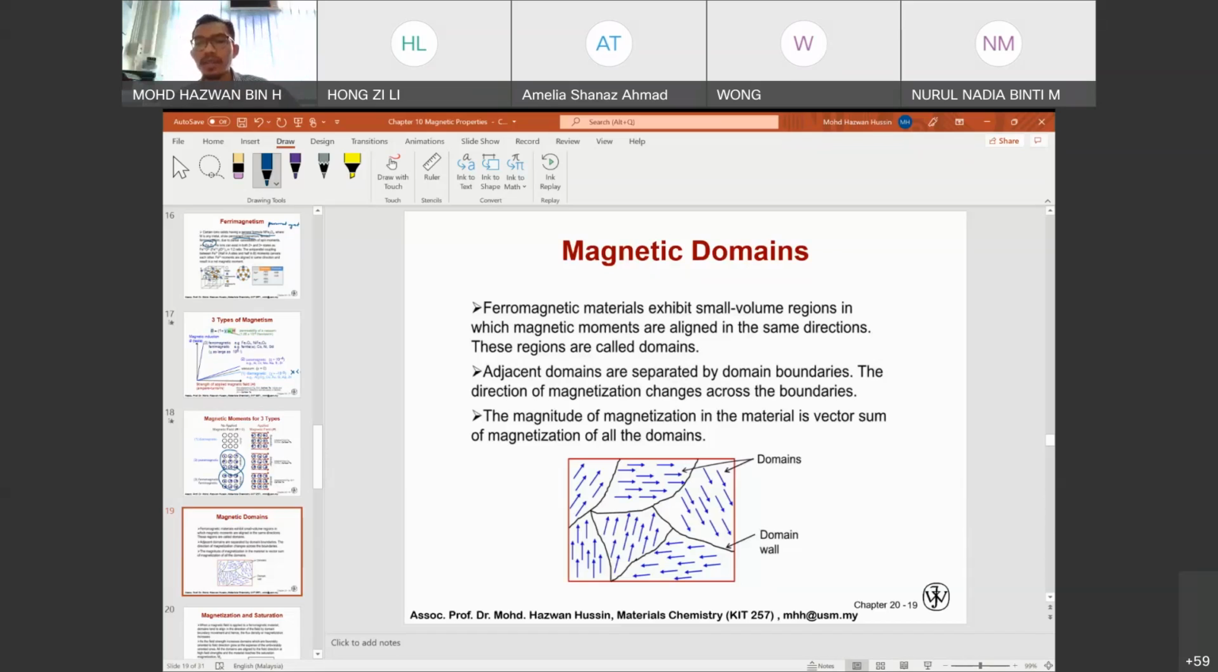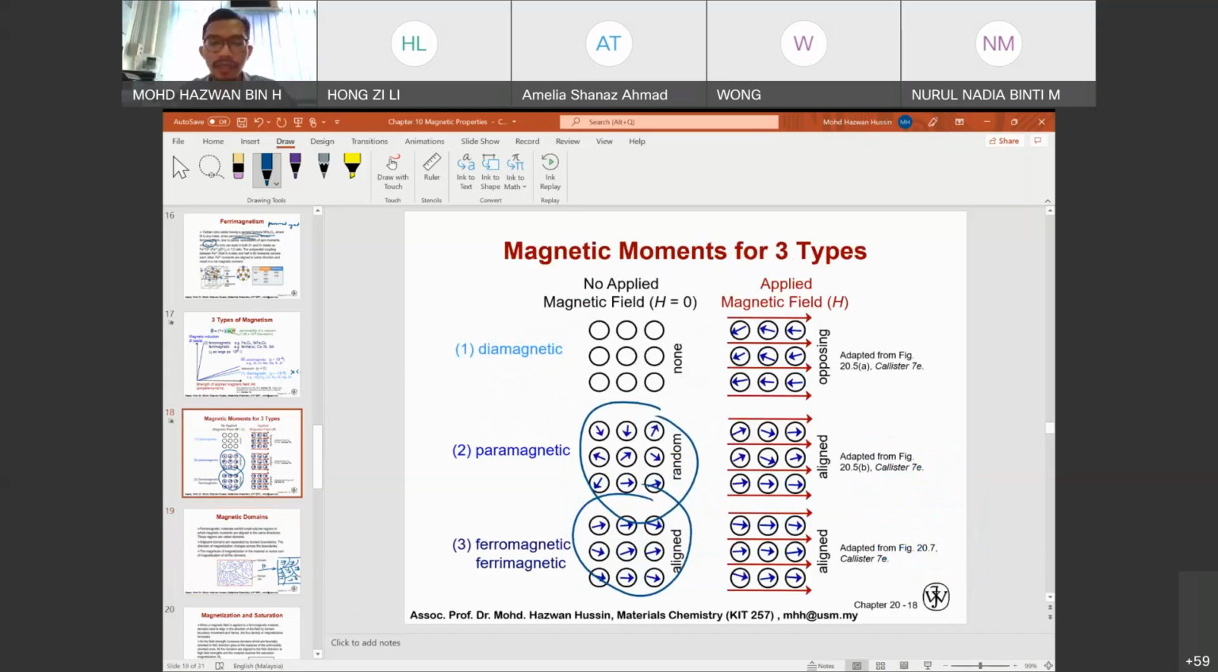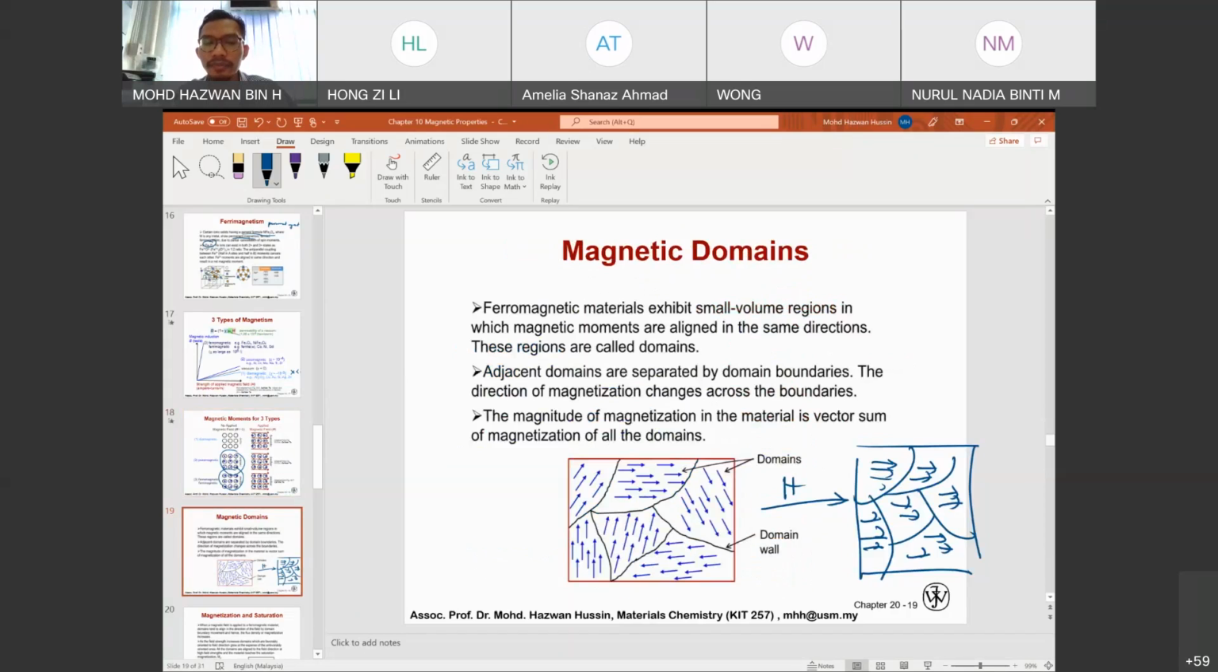So towards the end, if you apply H, what you can see is that the whole thing of domains will be in one direction. This is just to explain. Earlier we looked at these configurations or drawings, but in reality the moment is put in the domain. So this domain is represented and separated by a domain wall, and creates a structure.